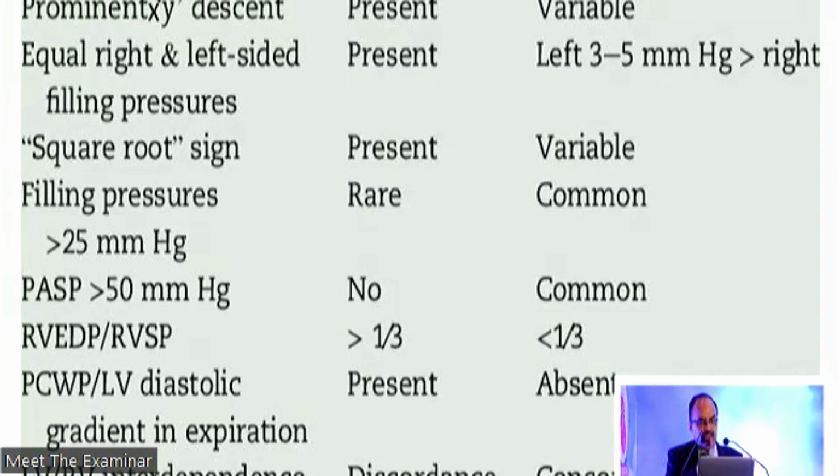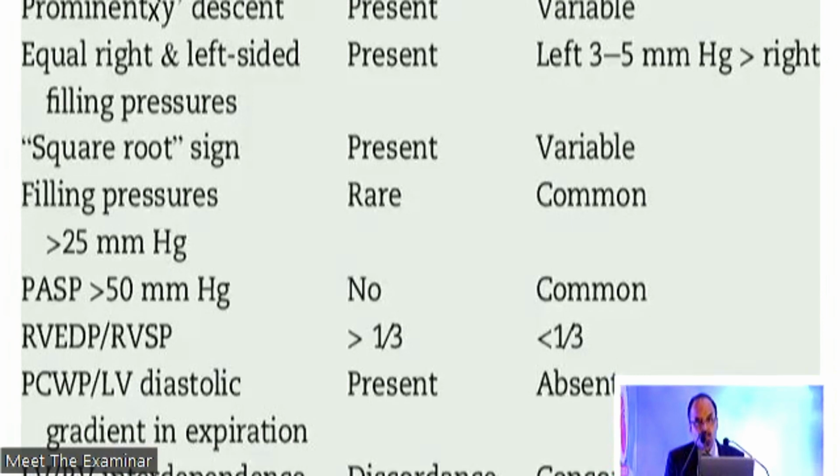So if we try and summarize these findings, if you have prominent X and Y descent, it is likely to be constrictive pericarditis. The other thing, as we noted, is equalization of left and right sided filling pressures. That is again a feature of constrictive pericarditis, and we'll discuss a little bit about this a little while later. The square root sign is again present in constrictive pericarditis more consistently. However, it may also be present in restrictive cardiomyopathy, and it does not help you in that.